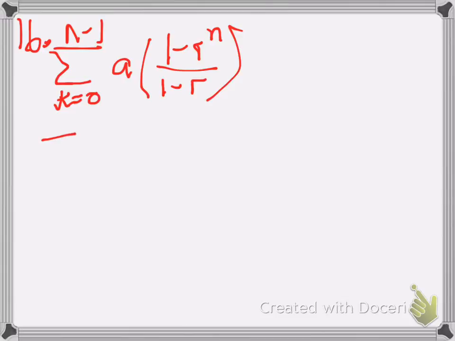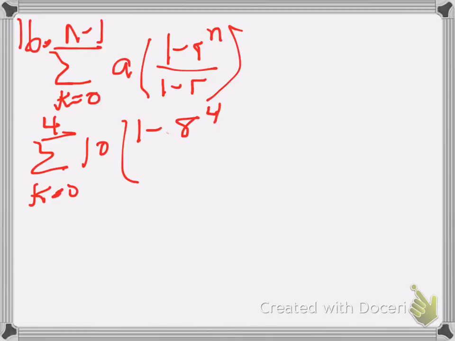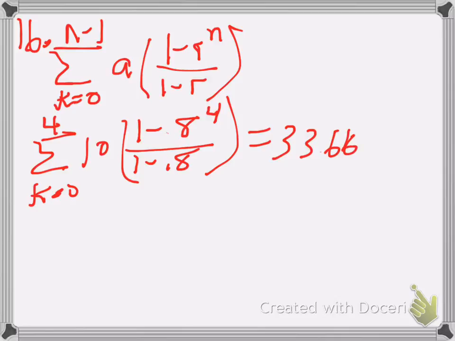So let's go through and plug into our equation. From k equals 0, n is 5 minutes, but 5 minus 1 is 4. A is 10, that's how many hot dogs you ate in the first minute, times 1 minus 0.8 to the 4th power, over 1 minus 0.8. And when we put that in the calculator, we should get 33.66 hot dogs, or 33.6 hot dogs.